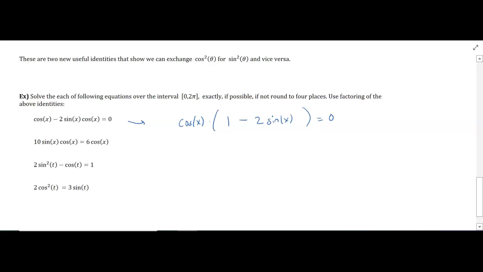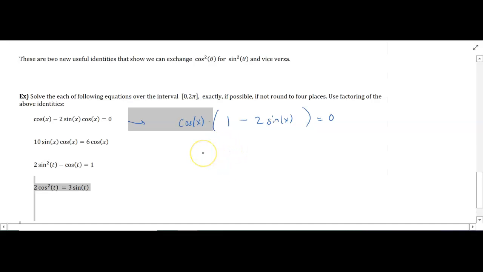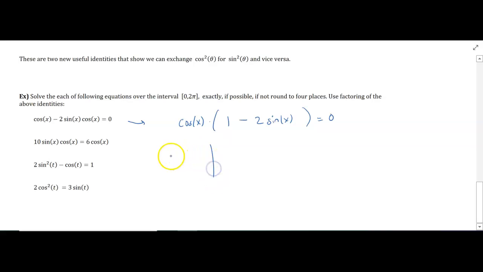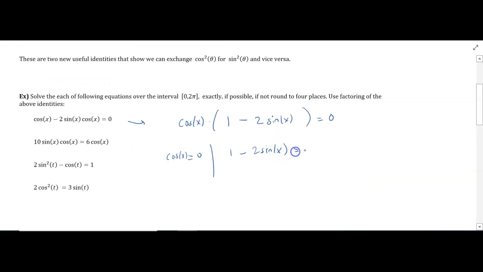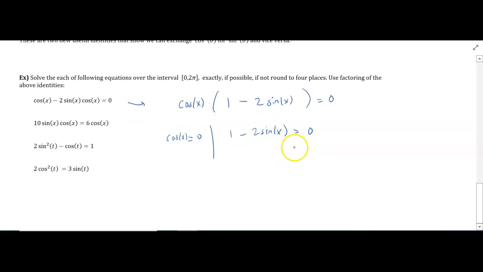So from here, we're going to use the zero factor property. We're going to set each factor equal to 0 to rewrite this as cosine of x is equal to 0, and then separately 1 minus 2 times sine of x is equal to 0. Let's do a little bit of rearrangement here. I'm going to skip some of these steps. We'd add 2 sine x over and then divide by 2. So after a little bit of rearrangement, this equation on the right side of my vertical bar would say sine of x would equal 1/2.